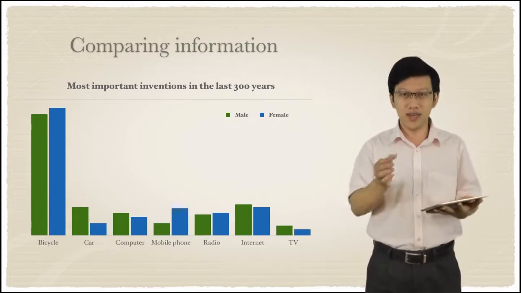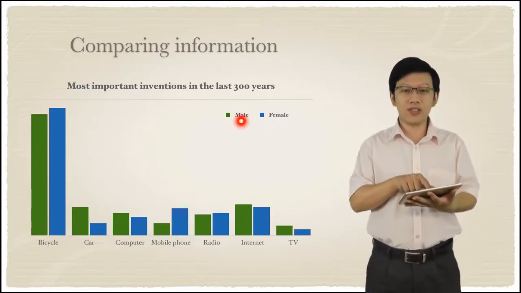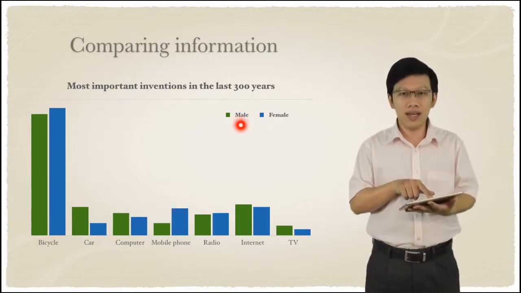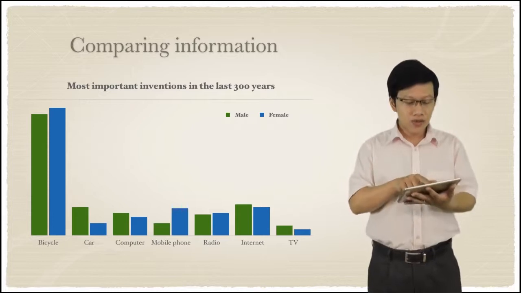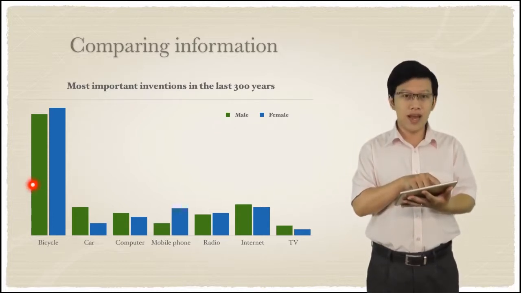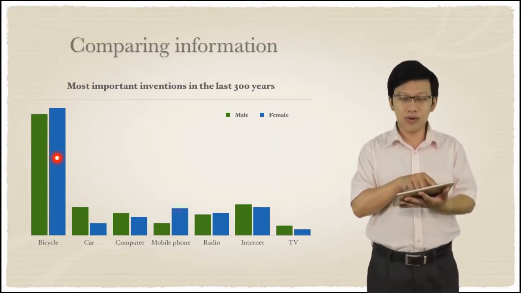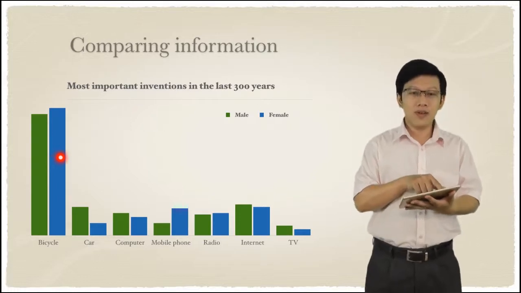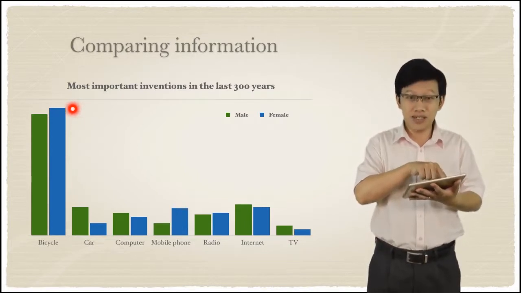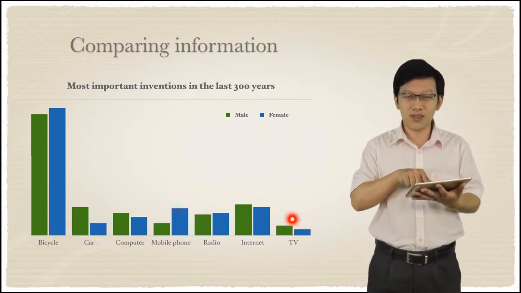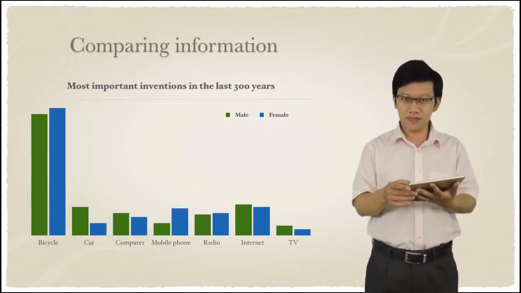So these are some of the most important inventions. And they did a survey asking people what they think is the most important. Now, the answers are classified between male and female, boys and girls, man and woman. That's it. So the green column represents the male. And the blue column represents the female. Male, female. That's it. Now, if you look here, you will see that basically we can see a very big difference between bicycle and all of these things, right? Now, what we have to do now is to try to compare the information.